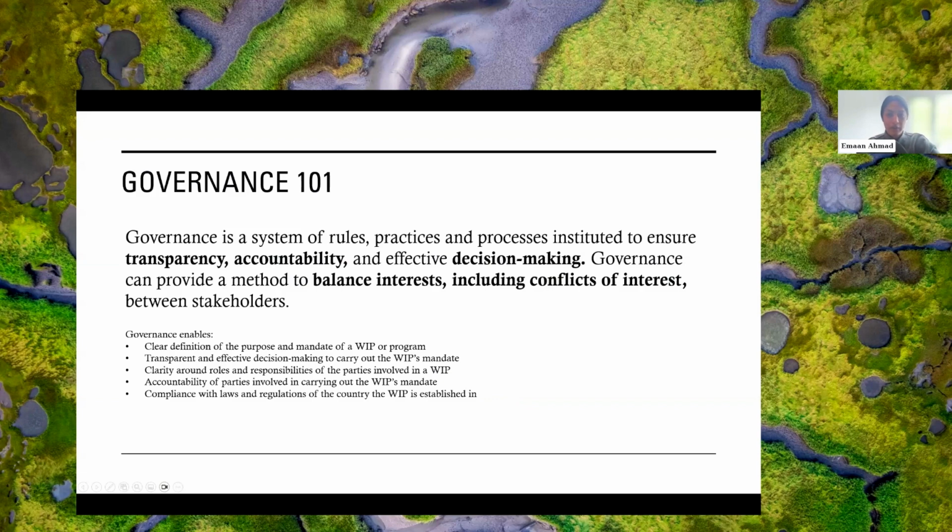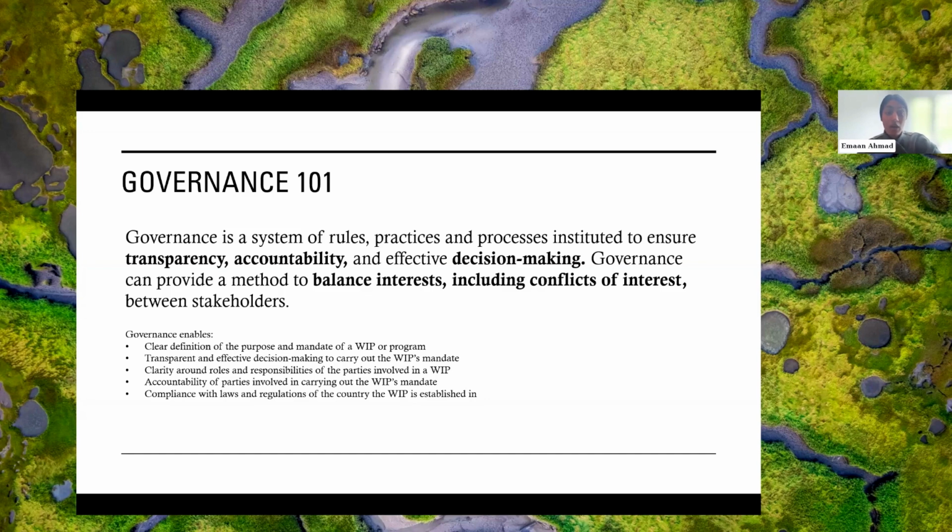And we start this webinar with an introduction on what governance is. It's often a nebulous and unclear, intangible concept. And while there's no strict definition for what governance is, one can think of it as a system of rules, practices, and processes that enable transparency and accountability within an organization or a program, and one that enables effective decision-making within that program as well. Governance is also often a method to balance the various interests within an organization.